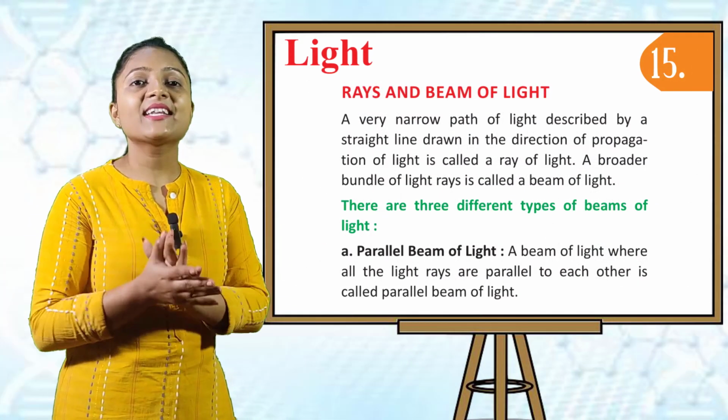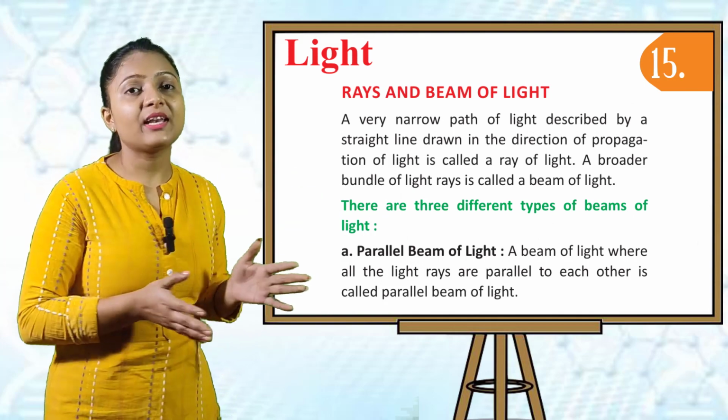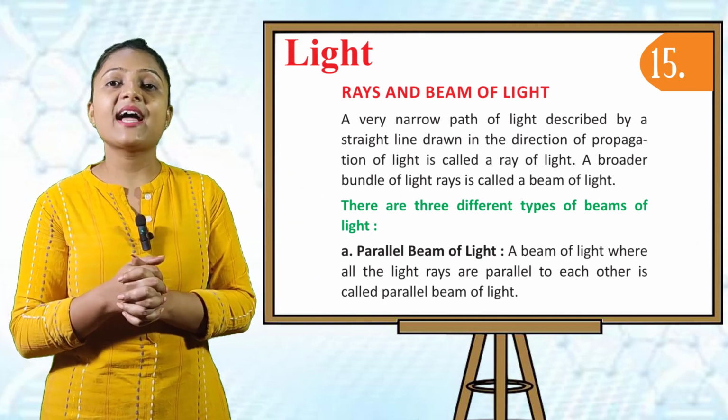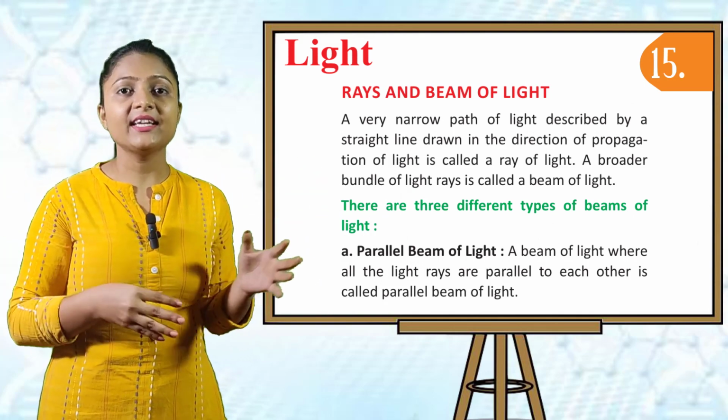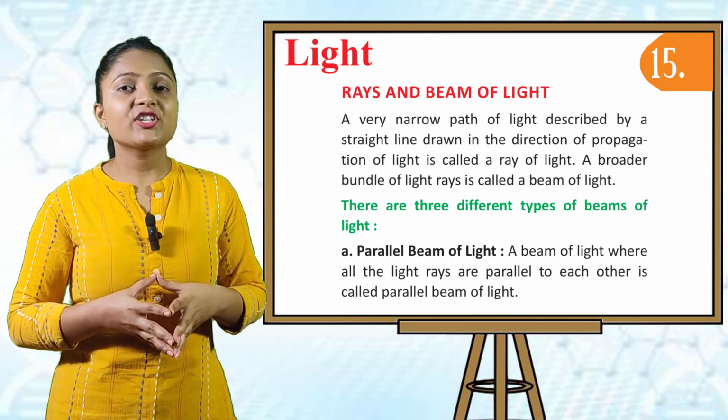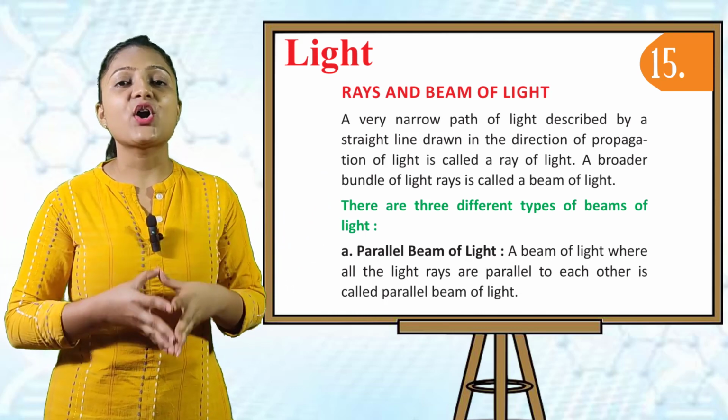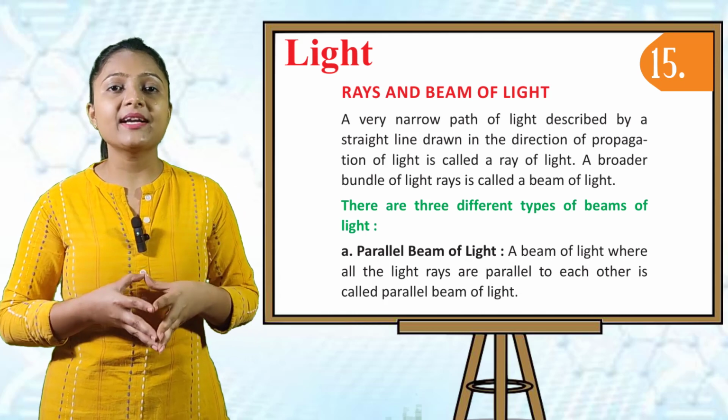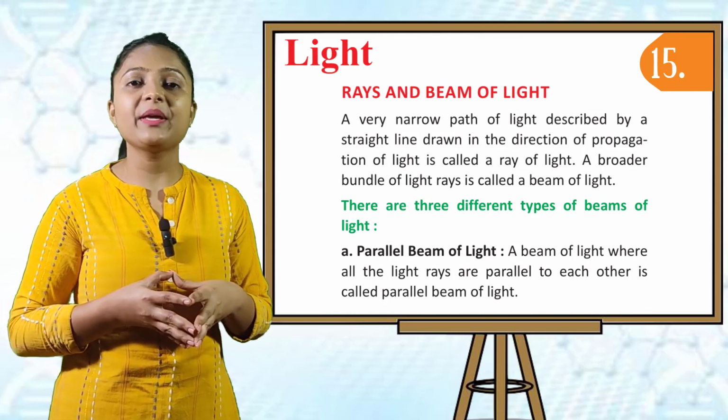Now, let's start the chapter Rays and beam of light. A very narrow path of light described by a straight line drawn in the direction of propagation of light is called a ray of light. A broader bundle of light rays is called a beam of light.